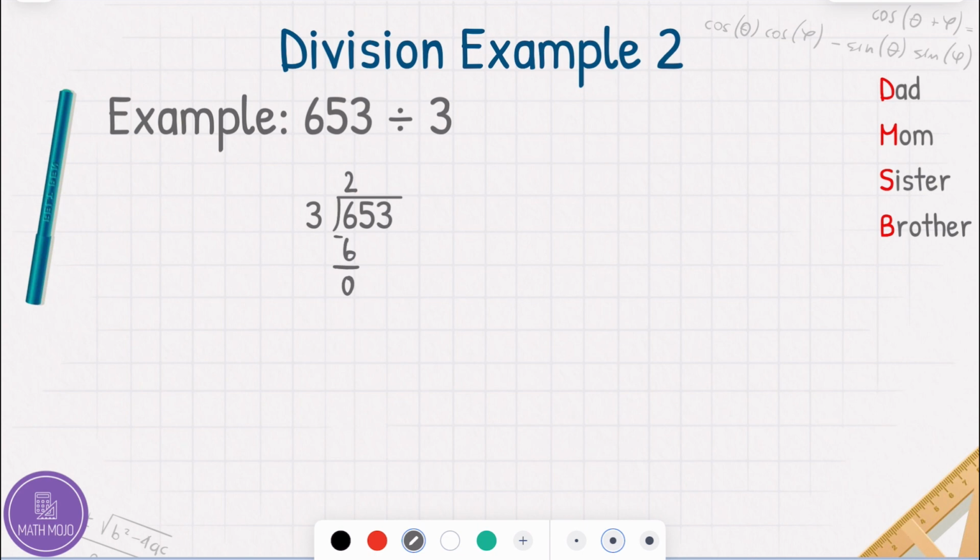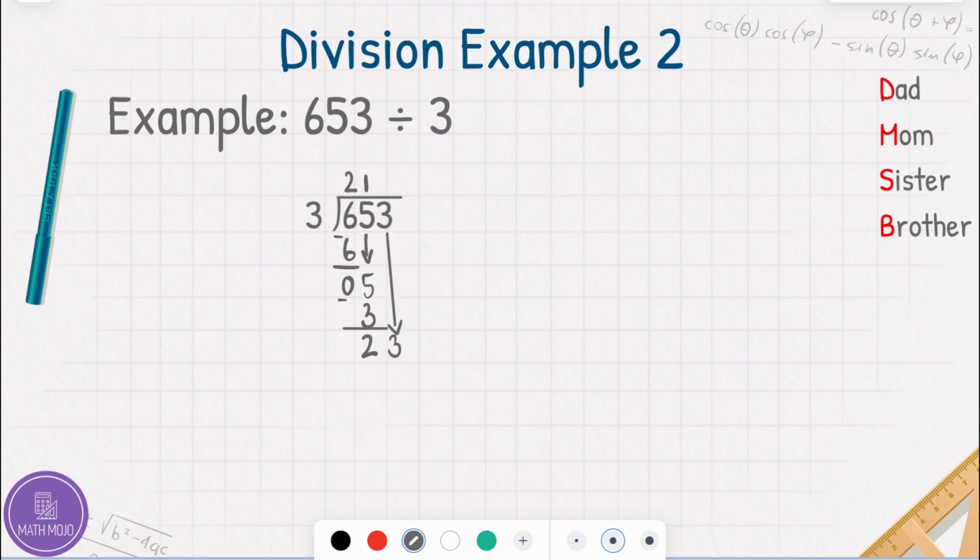And now we're at the bring down step, so we bring down our 5, and now we think about it, how many times does 3 go into 5? 3 goes into 5 1 time, so we put our 1 up here in our quotient. And then we do 3 multiplied by 1, which is 3. And then we have to subtract. So that gives us 2. And then we have to bring down our 3.